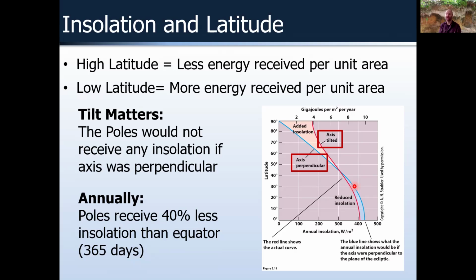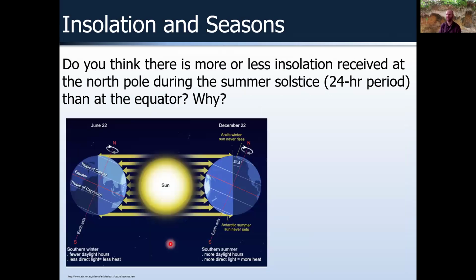Annually, if you had a radiometer and measured incoming radiation at the North Pole over an entire year, what you would see is that the equator receives considerably more radiation over the entire year, where the pole receives 40% less insolation when compared to the equator. In the future, we'll think about climates. This translates into our Earth's major climates, really driven by these latitudinal gradients.